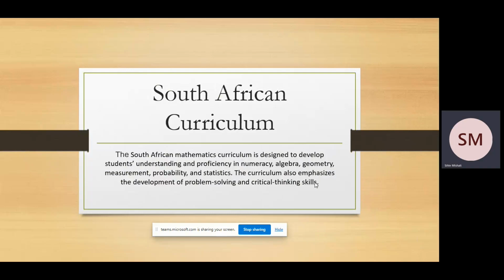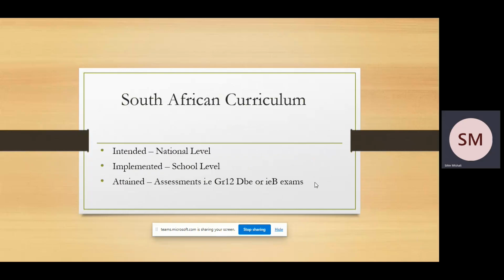And that is the broad definition of the curriculum, but we dive into what the South African curriculum is, which is designed to develop students' understanding and proficiency in mathematics, algebra, geometry, measurement, probability, and statistics. The curriculum emphasizes the development of problem solving and critical thinking. And in the South African curriculum, we have three levels: the intended curriculum, implemented, and the attained curriculum.